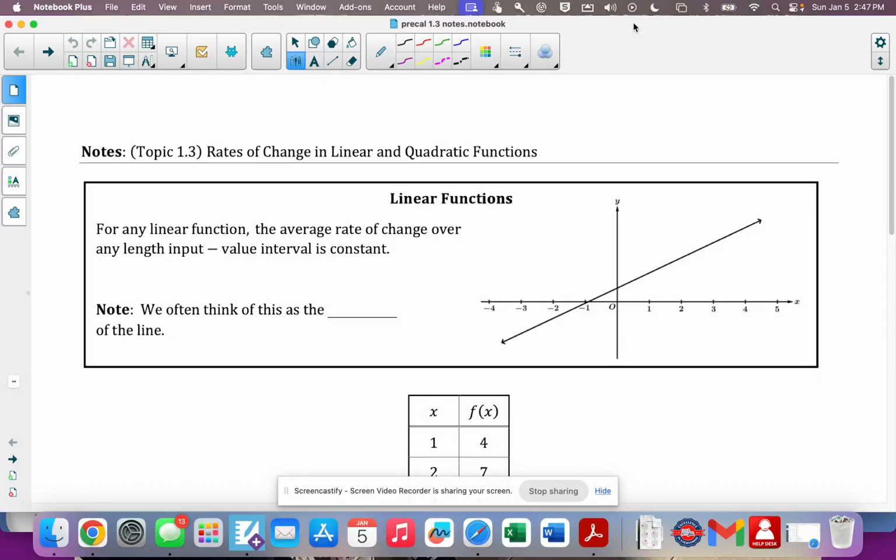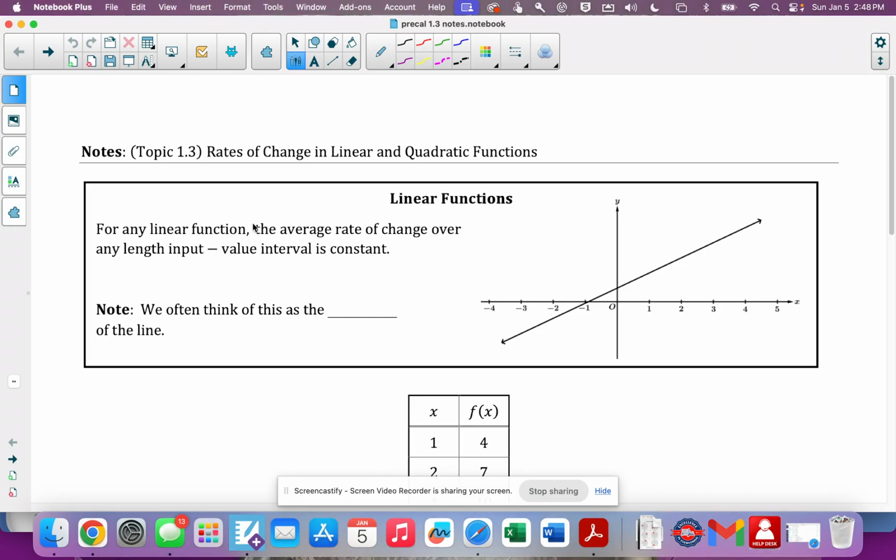Okay, so we are on topic 1.3, which is specifically rates of change. Now, we've already done rates of change in 1.2, but this is rates of change specifically in linear and quadratic. And we're going to talk about looking at the differences in the y. All right, so do some basic slope formula stuff, and then I'm also going to talk to you about the differences in the y values.